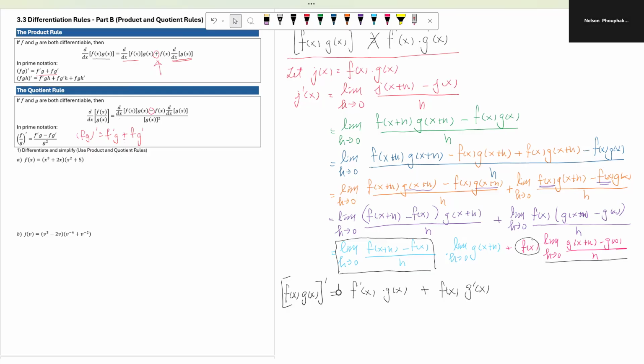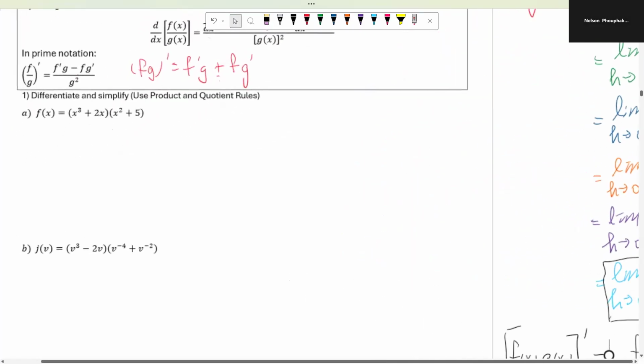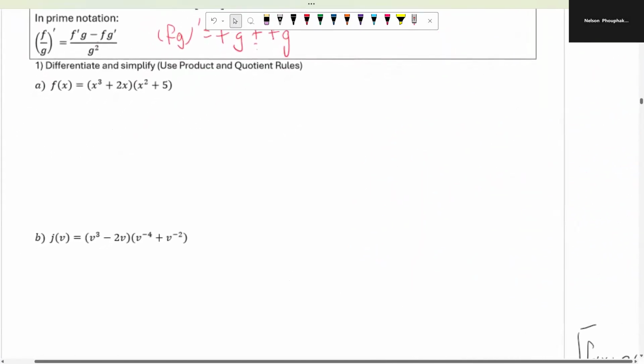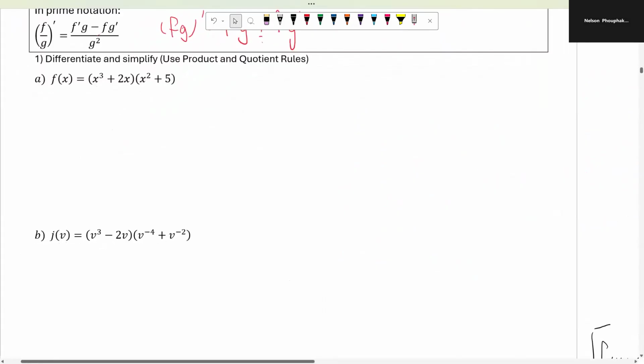Right now, let us see how we actually use the product rule and the quotient rule to help us work out problems. Let's try this problem. Here, you could consider this as the f function and this as the g function. Again, the derivative of f times g is f prime g plus f g prime. So let's see how we work it out.